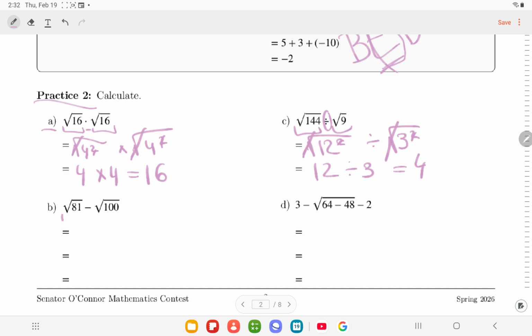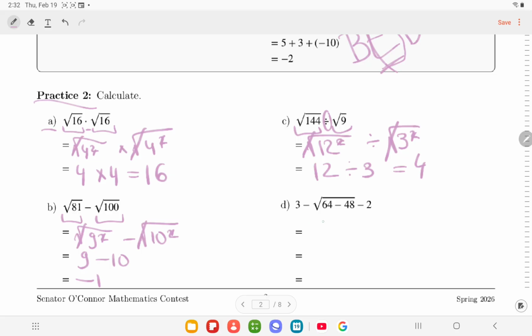Same thing here, we start with the roots. The root of 81 is equal to the root of 9 squared minus the root of 100, 10 squared. So we end up with 9 minus 10, which is negative 1.